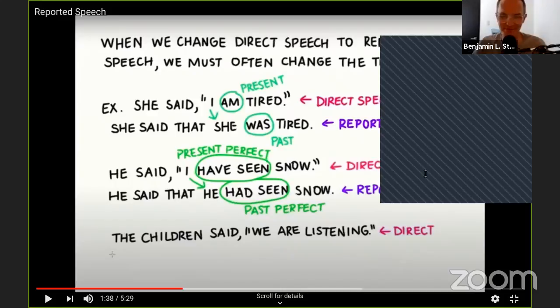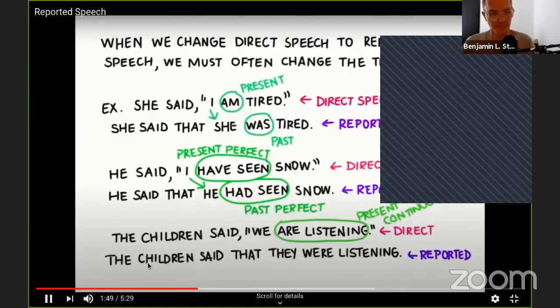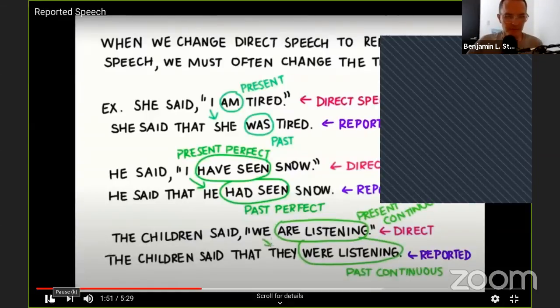That's right. Very good. So that's it. We just have to be really careful with the verb tense. And sometimes we have to also be careful with the pronouns. The children said that they were listening. This is reported speech. Notice the present continuous changes to the past continuous. Again, remember, as we're working through some of the examples in today's class, make sure that you're comparing the direct questions that you included in your wiki with the indirect questions that you ended up writing in the paragraph.